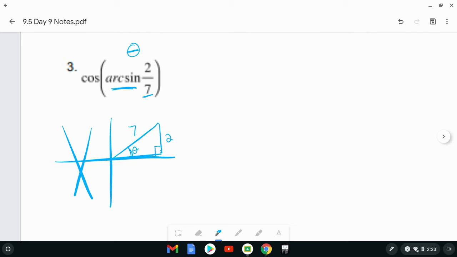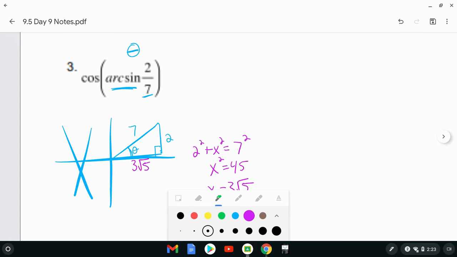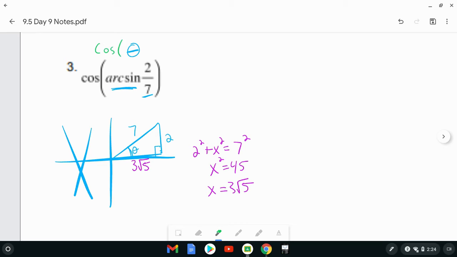Now, using this reference triangle, we can find the third side. 2 squared plus x squared equals 7 squared. x squared equals 45. x would equal 3 root 5. Now we know our third side. The nice thing about this is we never found the actual angle on the inside, but if we just call it angle theta, now that we have the reference triangle, I can find the cosine of theta. Why? Because it's the adjacent over the hypotenuse, so it's 3 root 5 over 7.